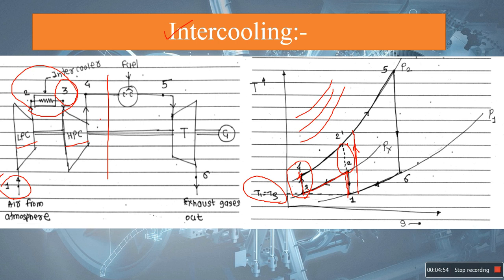From the TS diagram, again I repeat, the vertical distance 3 to 4 is less than the vertical distance 2 to 2 dash. The work required by the two-stage compressor with intercooler is less than the work required by the single-stage compressor. So less power is required to run the compressor, and more power is available at the turbine shaft for useful purposes.